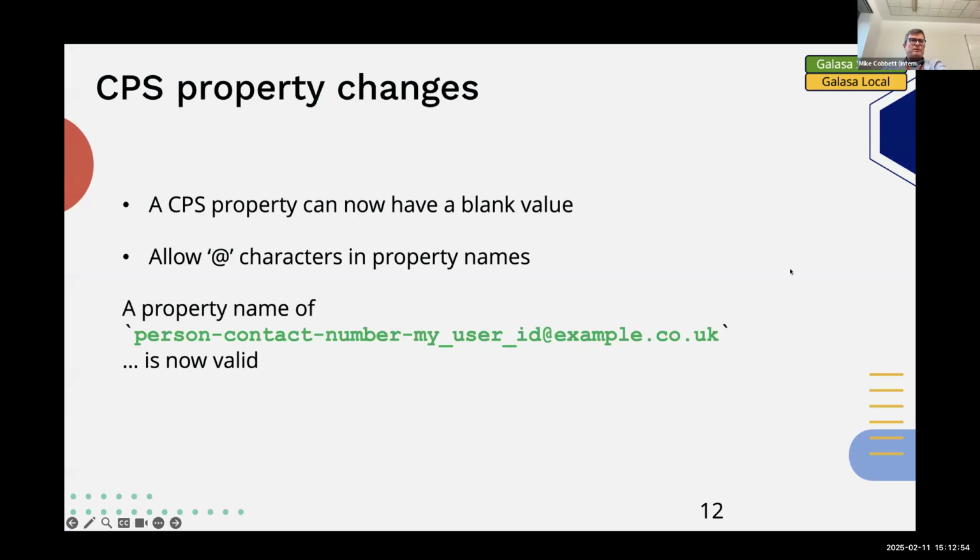Firstly, CPS property changes. We now allow a blank value, and we allow @ characters to be in a property name. So if you want to put an email address or something in as a property name, for whatever reason, you can do. And if you want to set a CPS property up so it exists, but it has a blank value, you can now do that either through the YAML or through the command line interface or through the REST interface.